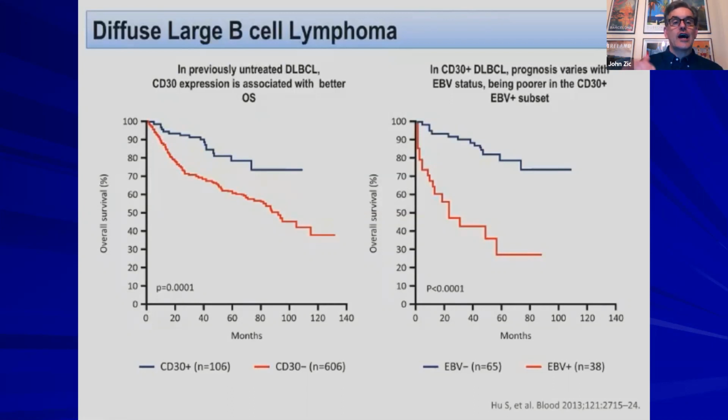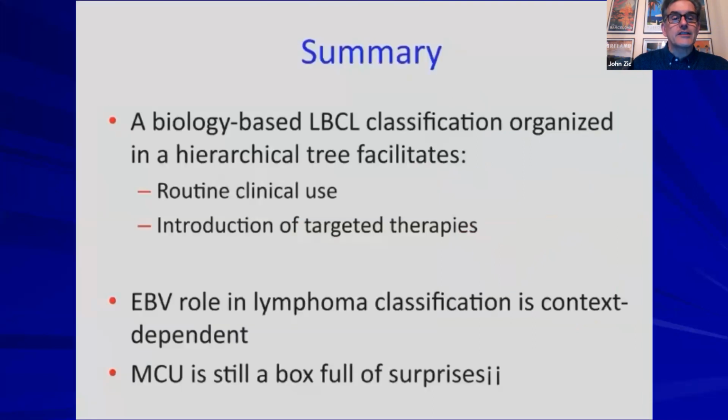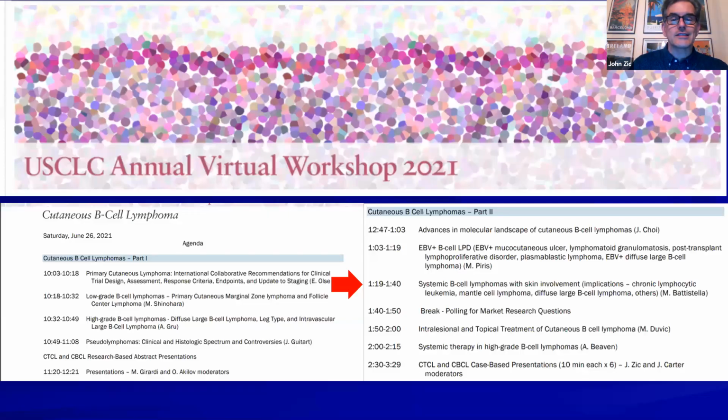So it seems like if you have Epstein-Barr virus, you're going to have more of an issue in this diffuse B-cell lymphoma. And he just goes on to say that Epstein-Barr virus causes this protein to be expressed on the surface of cells, CD20 or 30 rather. And this was just his summary that EBV, Epstein-Barr virus, plays an important role in lymphoma classification. And it's a box of surprises is what he said there.